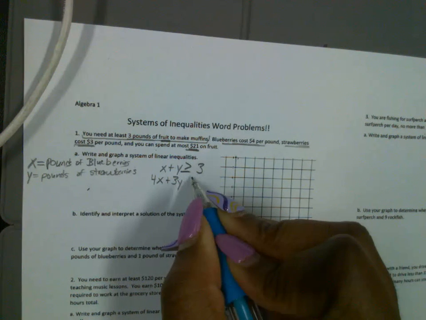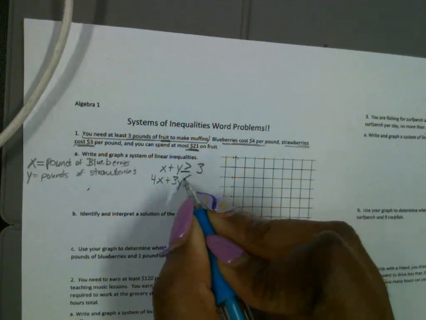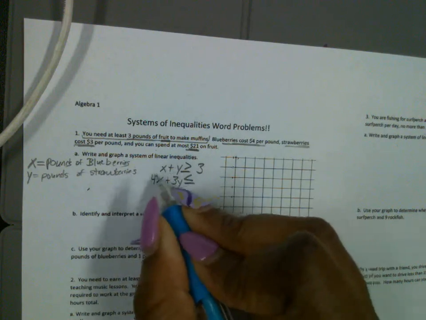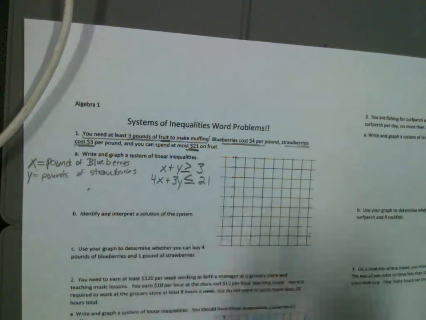And what inequality did you use? Less than or equal to. It's less than or equal to. This has to be either less than $21 or equal to $21. You can't spend any more than that. Any questions about how we got that inequality?